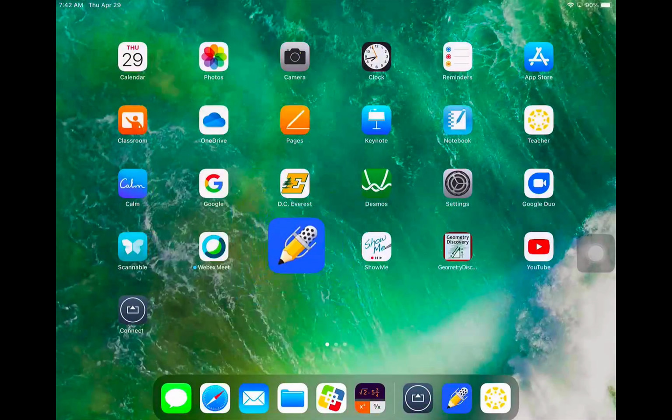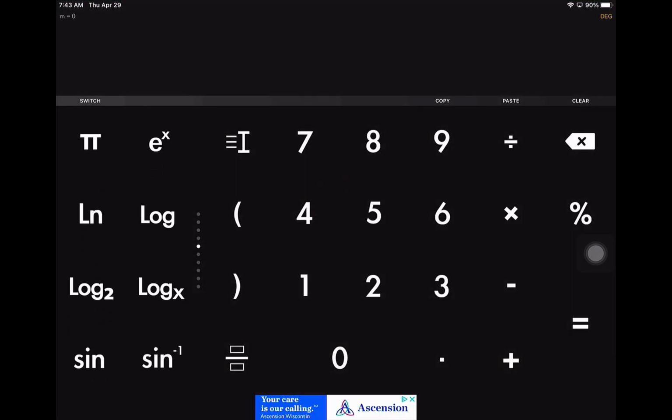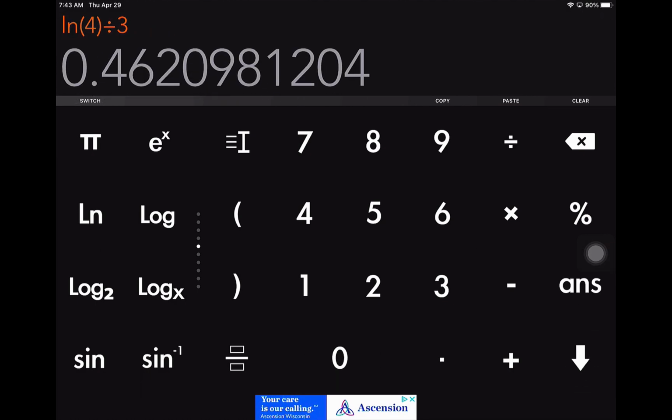Let's take a look. Let's pull up the calculator. So notice there's your ln button right there. Okay? So you can see that that's there. So we've got the natural log of 4, and then I can go through and divide that by 3, and there's my answer. It's approximately 0.46. We'll just round to the hundredth place.